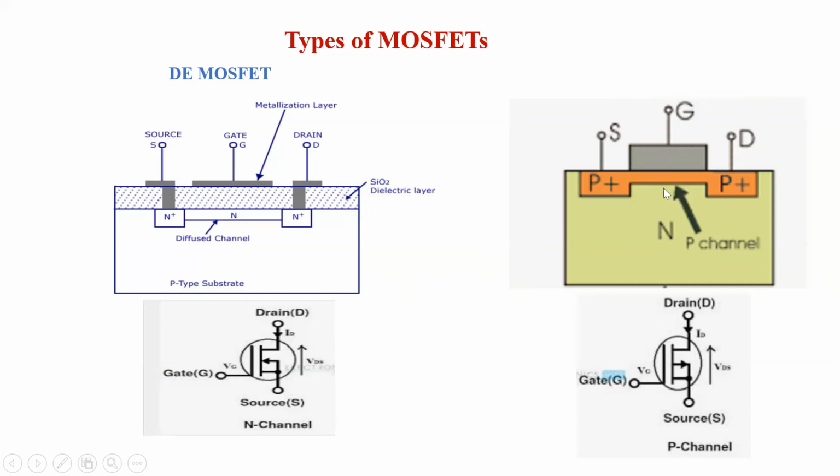Sorry, this is actually the N channel DE MOSFET, whereas this is the P channel DE MOSFET. Here this is an N substrate, and P plus and P plus instead of N plus and N plus, and a P channel. For the P channel MOSFET, the arrow is in the opposite direction, as you can see here. So these are the two, P channel and N channel MOSFETs of the DE MOSFET. Next, the other type of MOSFET. So let's see the working of the DE MOSFET and then move to the other type of MOSFET.